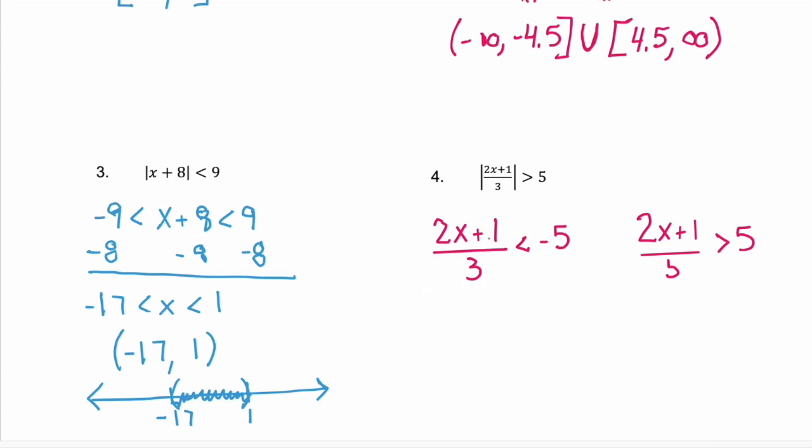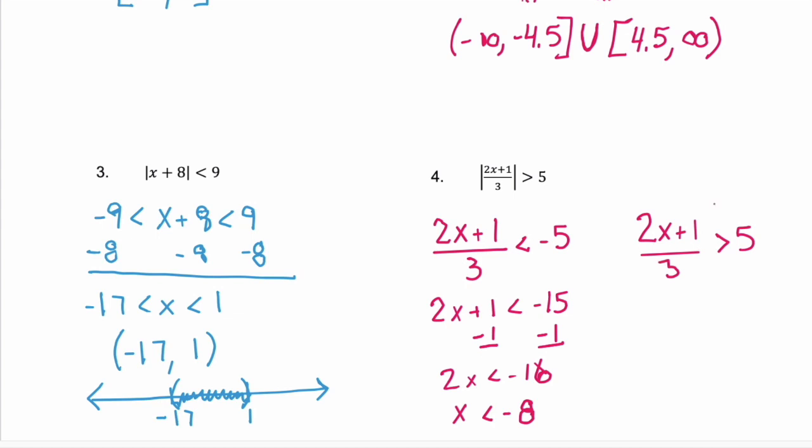We need to multiply by 3 first. So we have 2x plus 1 is less than -15. We're going to subtract 1. We have 2x is less than -16. Divide by 2 and we get x is less than -8.